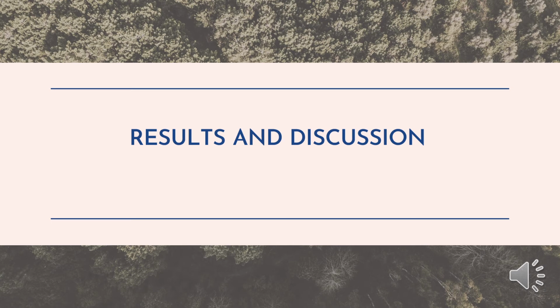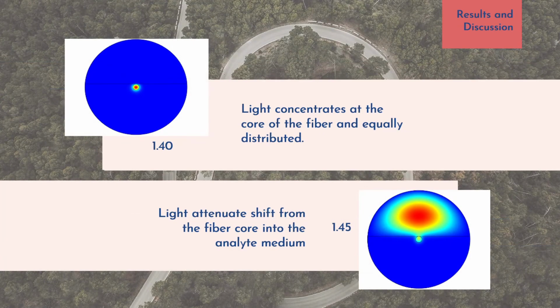The data collected is conducted through the simulation of COMSOL Multiphysics with different range of refractive index from 1.40 to 1.50. The color intensity of red to blue indicates the maximum and minimum electric field intensity. The illustration shows the intensity of electric field distribution of the D-shaped optic fiber sensor when approaching the analyte medium at 1.40 refractive index. It shows that light is concentrated at the fiber core and equally distributed in the fiber optic.